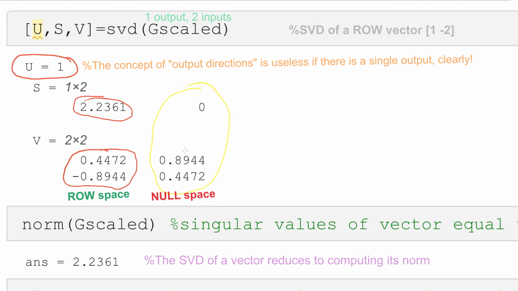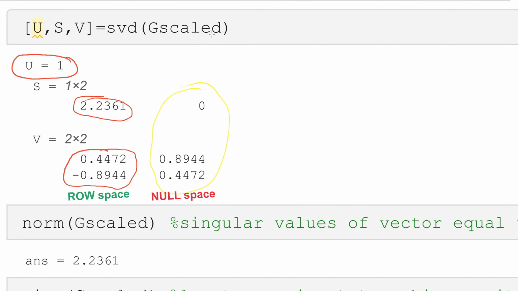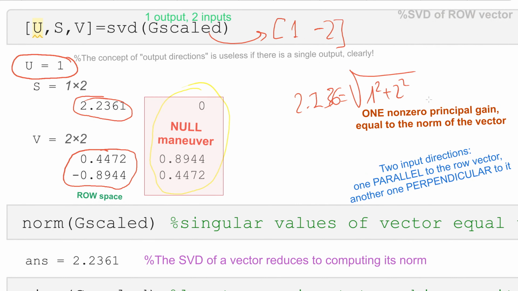This thing is the null space we'll comment upon in a minute. Let's first understand what this 2.23 means. Well, in fact, as this G scaled is 1 minus 2, the singular value decomposition of a row vector or a column vector has the norm of that vector as the singular value, and in this case 2.236 is the square root of 5.